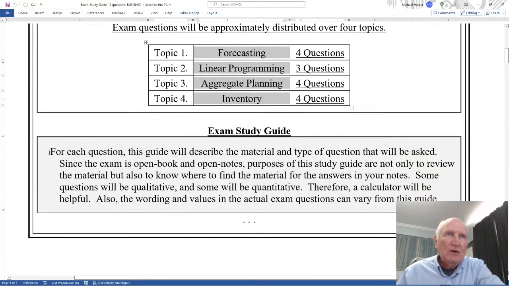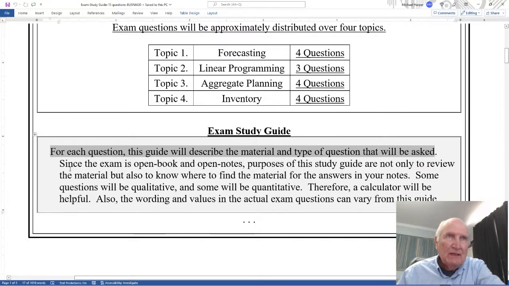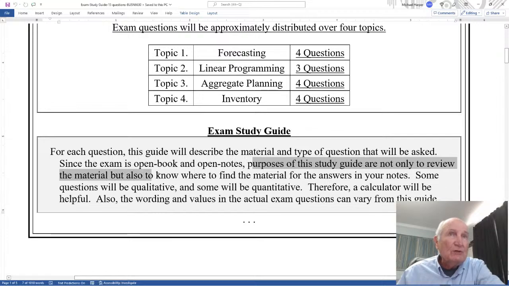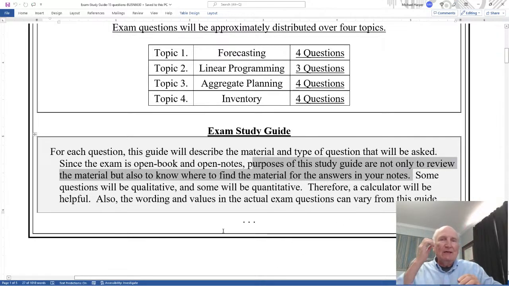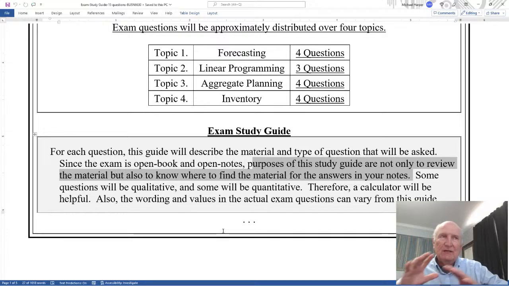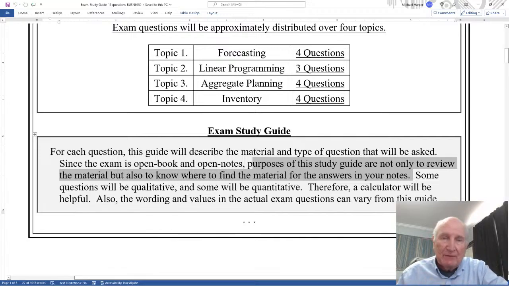Exam study guide. For each question, this guide will describe the material and type of question that will be asked. Since the exam is open book and open notes, the purposes of this guide are not only to review the material, but also to know where to find the material for the answers in your notes. In other words, when you take the exam, it's having your notes in front of you, understanding the question, understanding the answers, knowing where to find the answers, and then putting them together. So basically, that's the evaluation that I'm after, that I'm measuring.